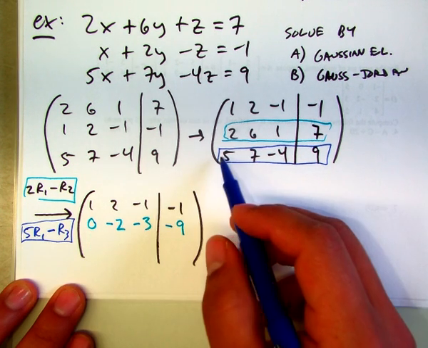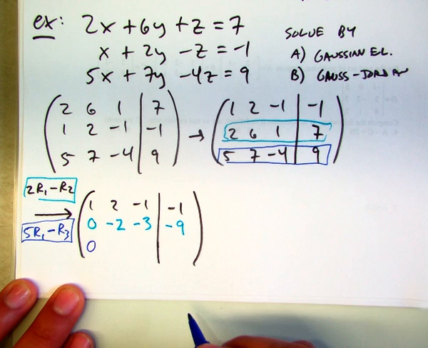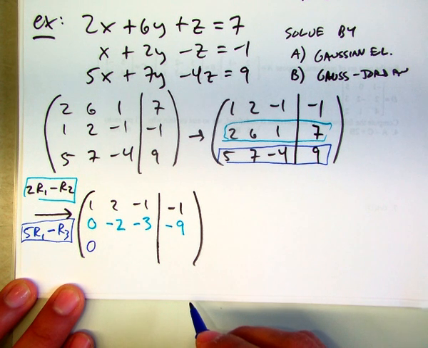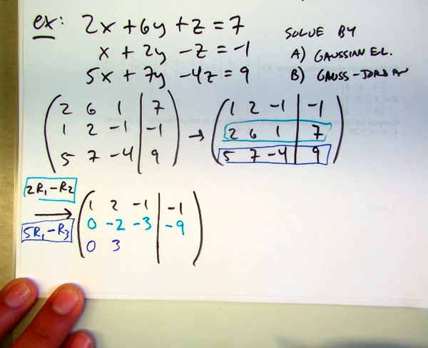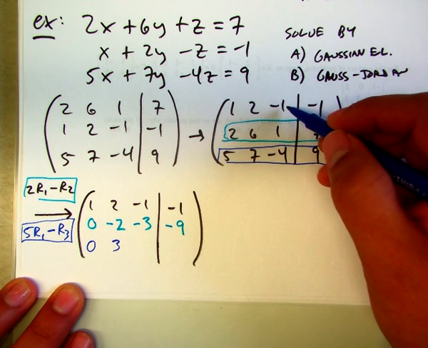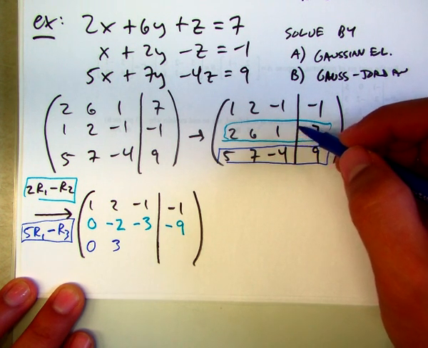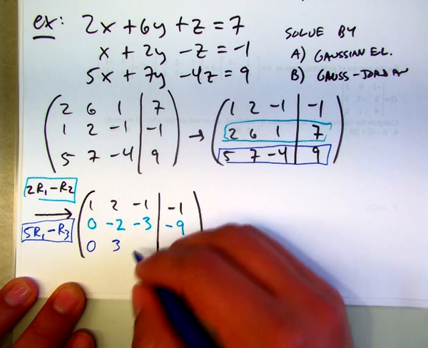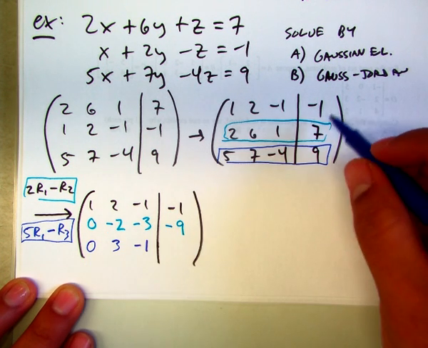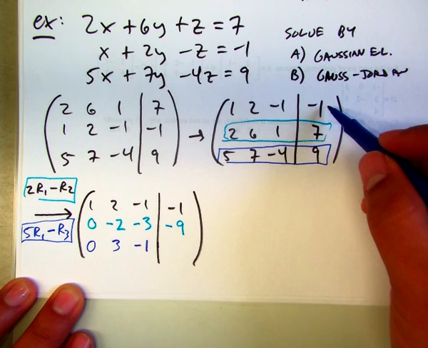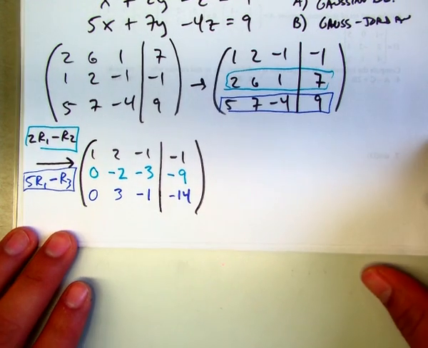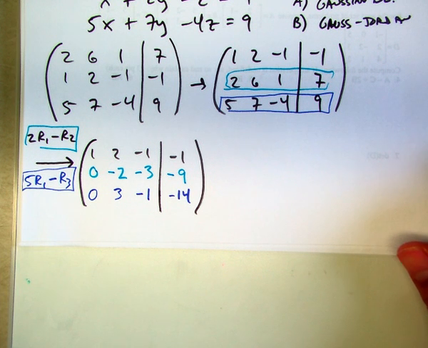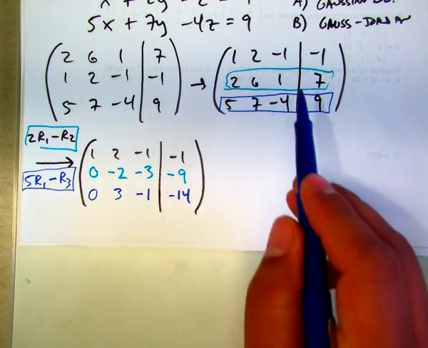5 times row 1, subtract row 3, we get 0. 10 minus 7 is 3. Negative 5 minus negative 4 becomes negative 1. Again, negative 5, and then we subtract 9, we get negative 14. Okay, are there any questions on how we went from this matrix to this one?